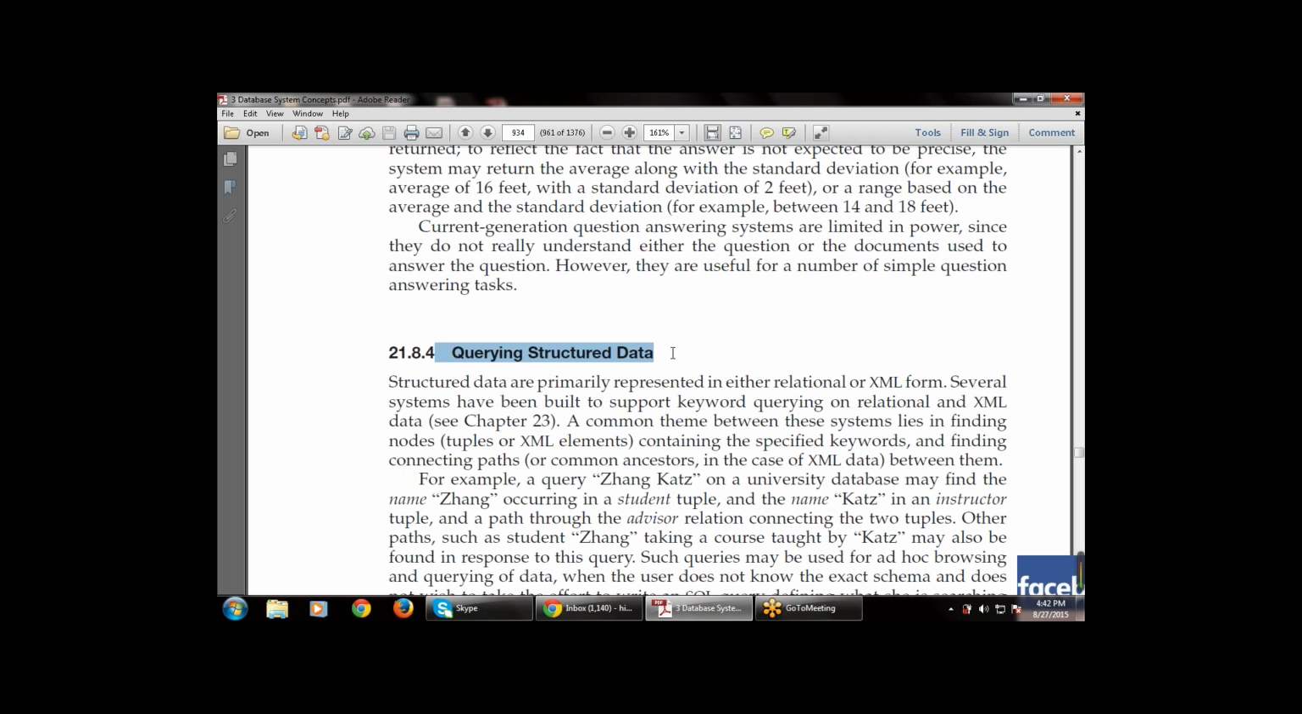Next is querying structured data, that is, how to gain information from structured data. Structured queries are primarily represented in either relational or XML form. Several systems have been built to support keyword querying on relational and XML data. The XML language is covered in the 23rd chapter of this module.